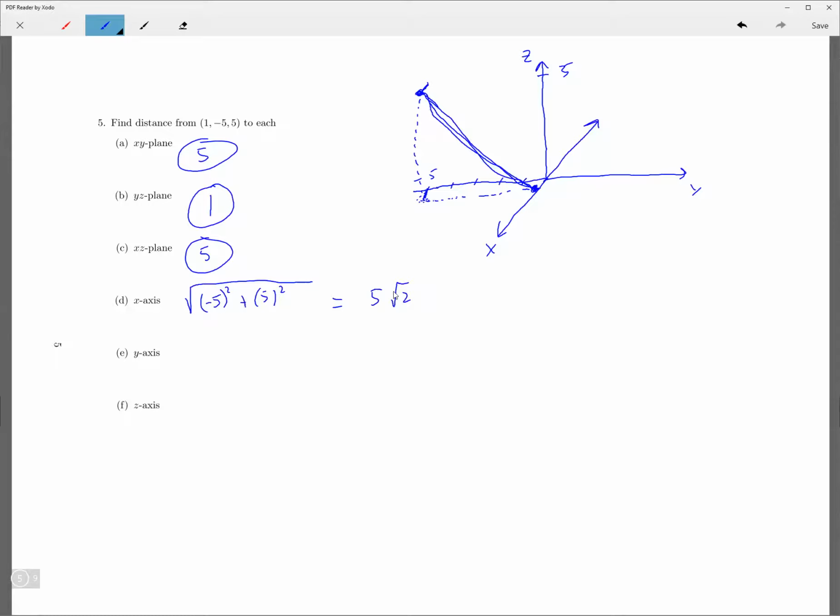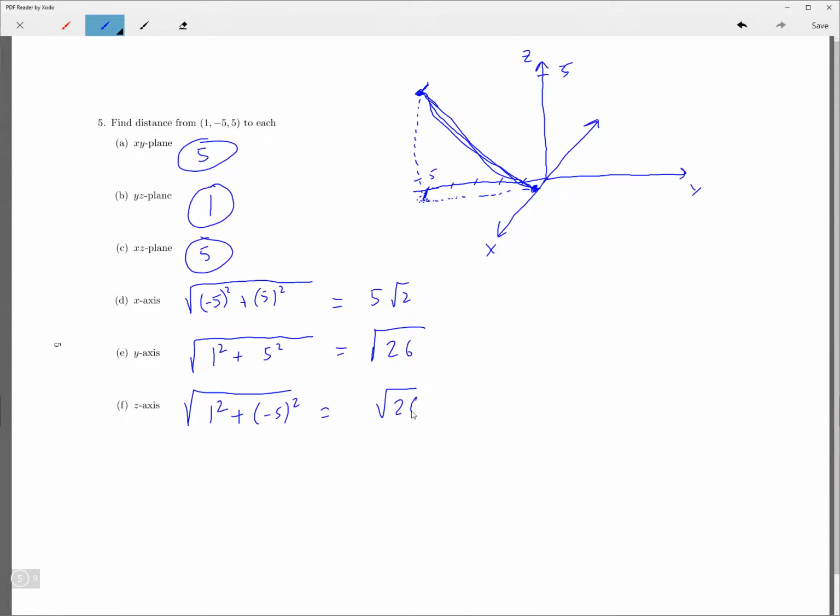Okay. And then between that and the y axis, what's that going to be? That's going to be going from here all the way down to here. So that's going to be the square root of 1 squared plus 5 squared, or square root of 26. And this is also going to be the square root of 26.